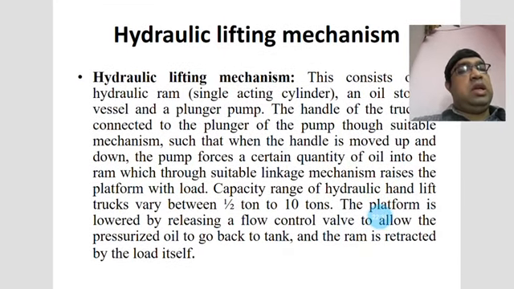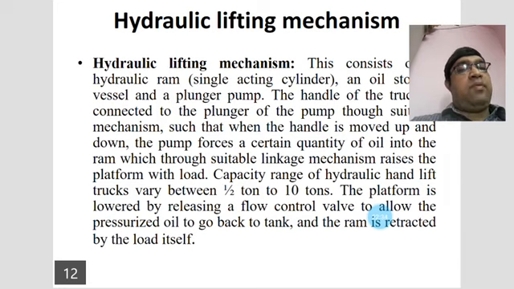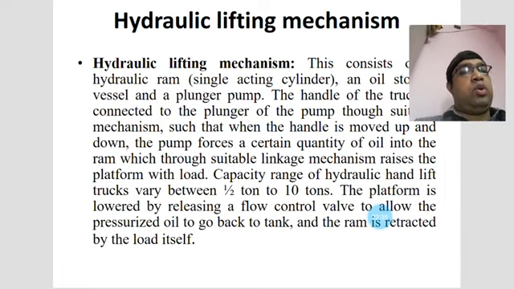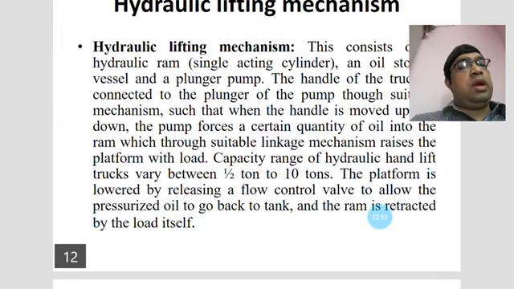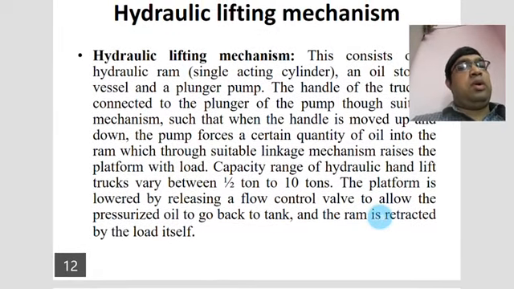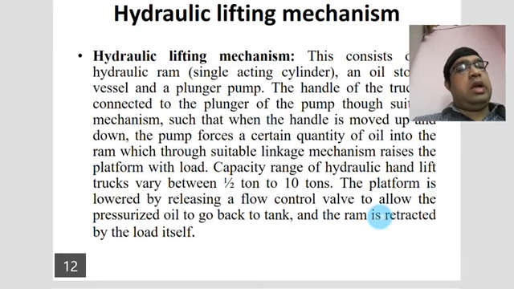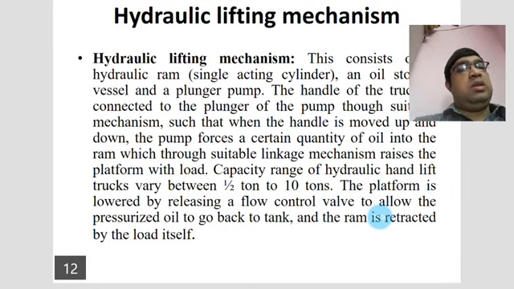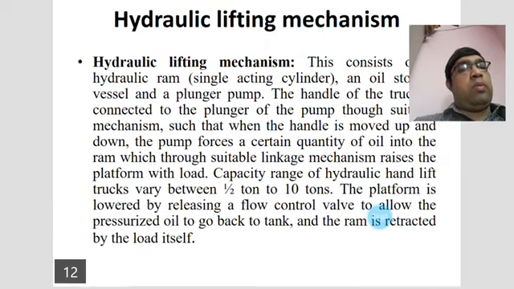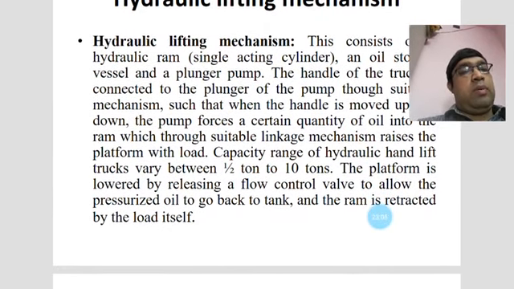The capacity range of hydraulic hand lift trucks varies between half a ton and 10 tons. Basically, 10 tons of material cannot be transferred manually, nor with two-wheel or multiple-wheel hand trucks, as that would be difficult. Such materials are lifted using the hydraulic lift mechanism. The platform is lowered by releasing the flow control valve to allow the oil to go back to the tank.